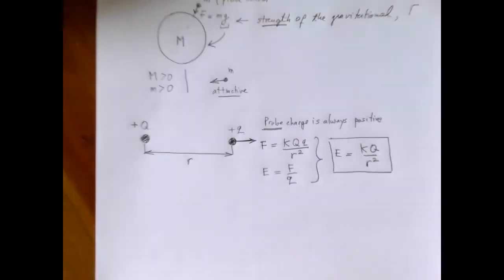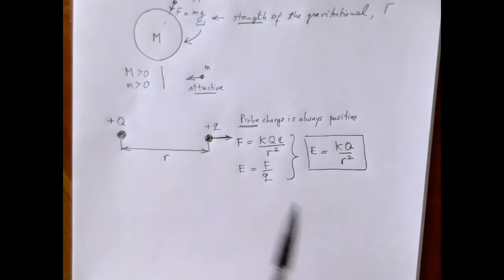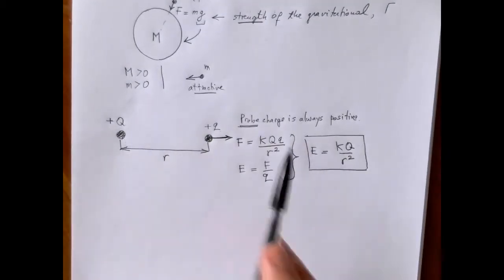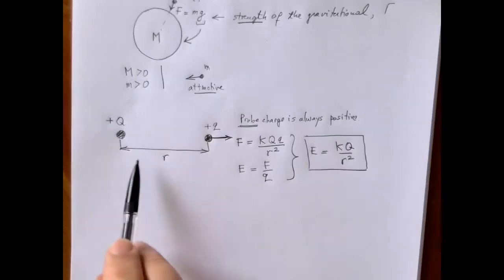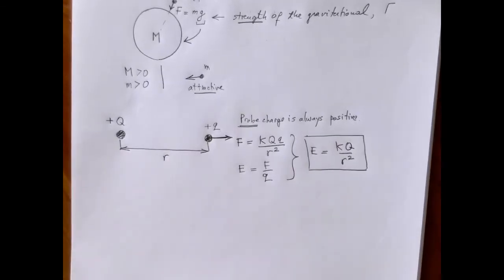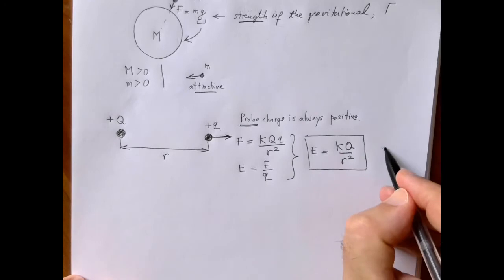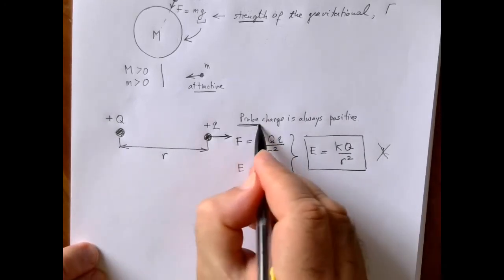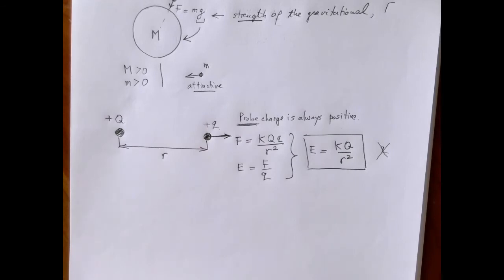This is the electric field of the charge. It is the electric field of charge uppercase Q at distance little r. And notice how little q is gone. Little q, after all, it was just a probe.